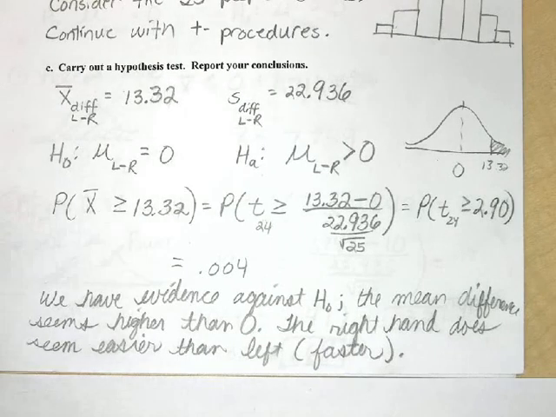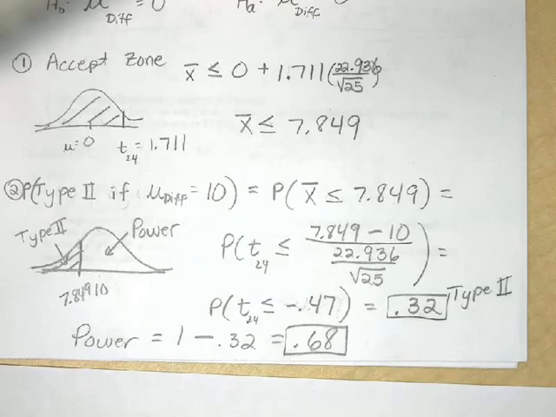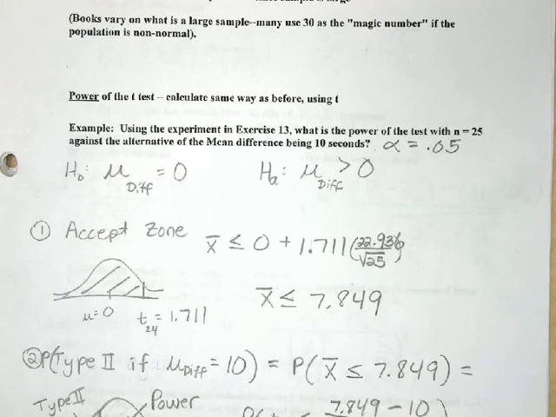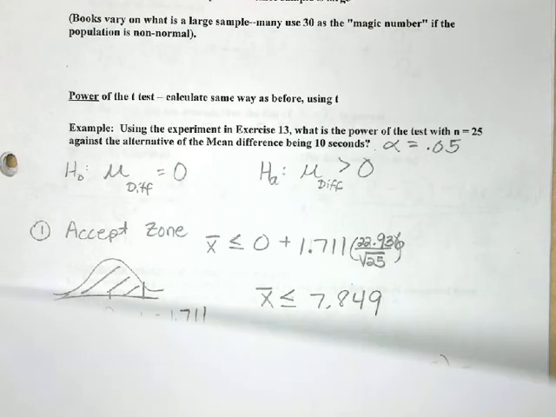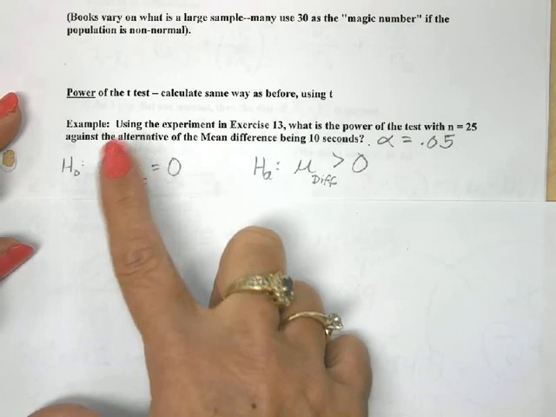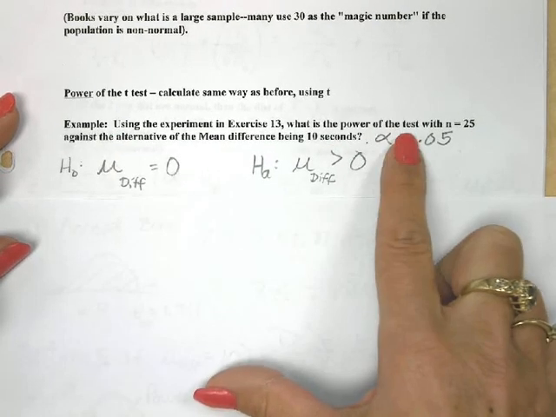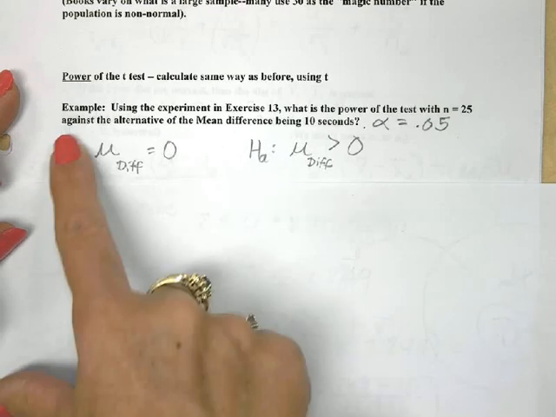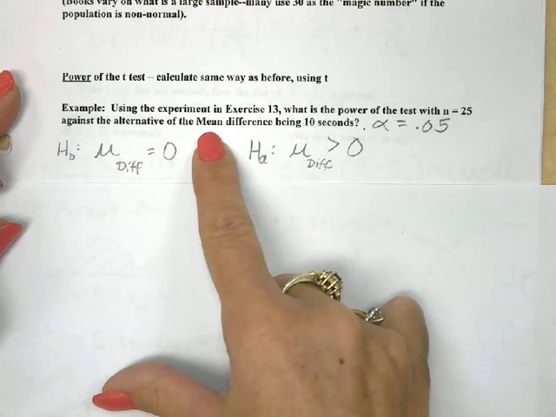Now the last thing we're going to look at is a type 2 error and power. And going back to the previous example that we just looked at, I want to find what's the likelihood, or how much power do I have if I use this sample size of 25 to test against the alternative that the mean difference is 10 seconds.